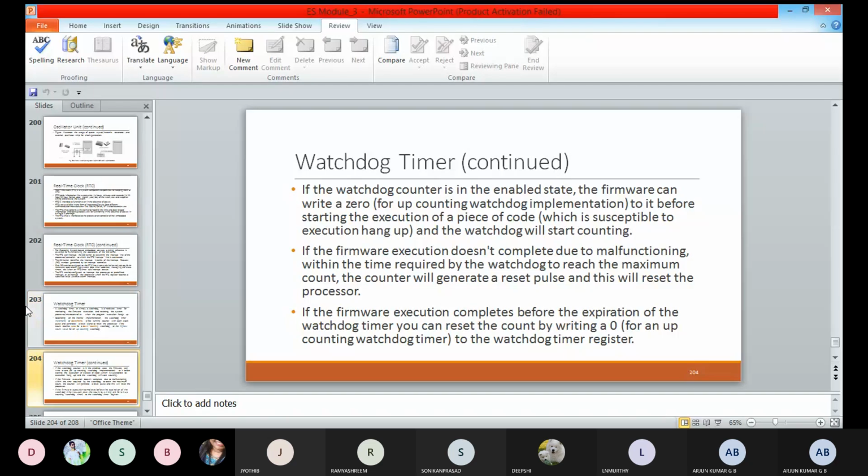See, one more example: suppose your system is hanging, don't turn it off. You should give a reset. There are two options, shutdown and reset. If it is hanging, you should give the reset. Then only will your processor be reset once again.